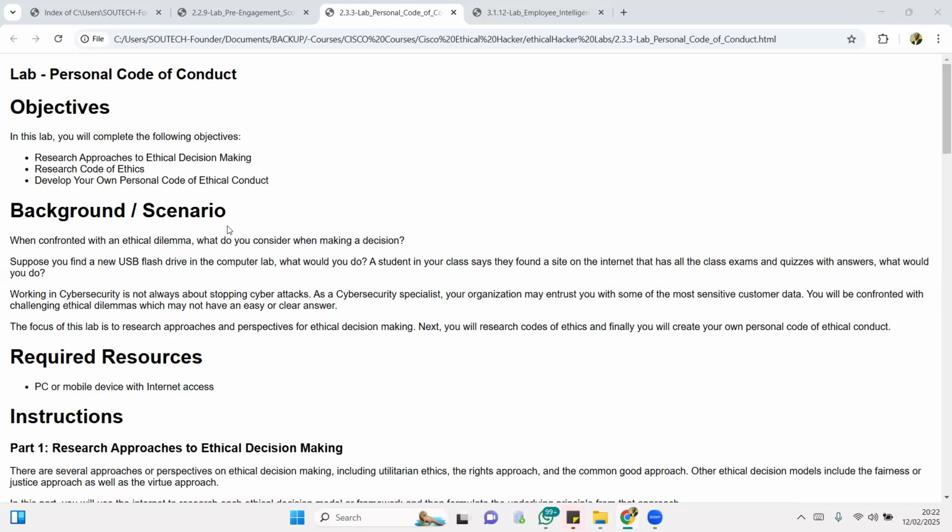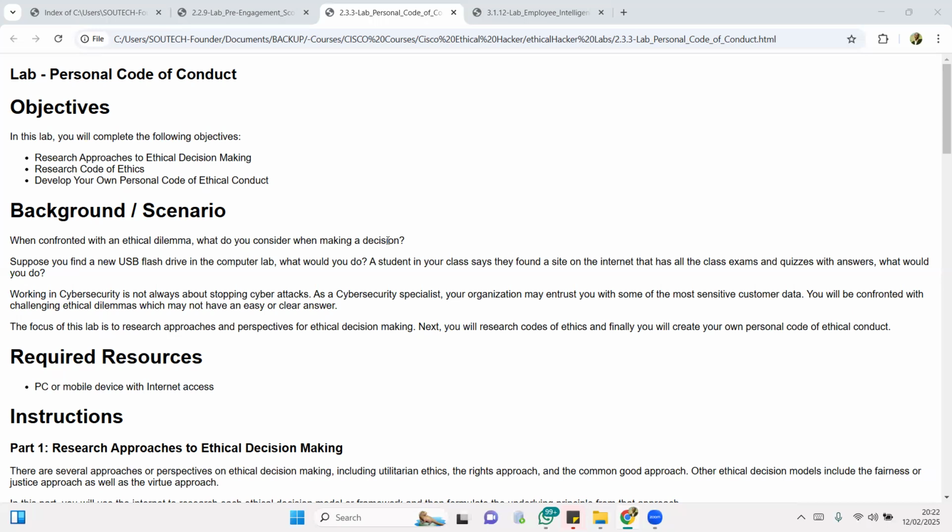Then, of course, you want to research some code of ethics, then develop your own personal code. The idea is that you want to make sure that whatever you're doing while trying to do your vulnerability assessment, penetration testing, you do that within the books. Now, when confronted with an ethical dilemma, what do you consider when making a decision? I've been in situations where somebody wants me to do things that are against the ethics of pen testing.